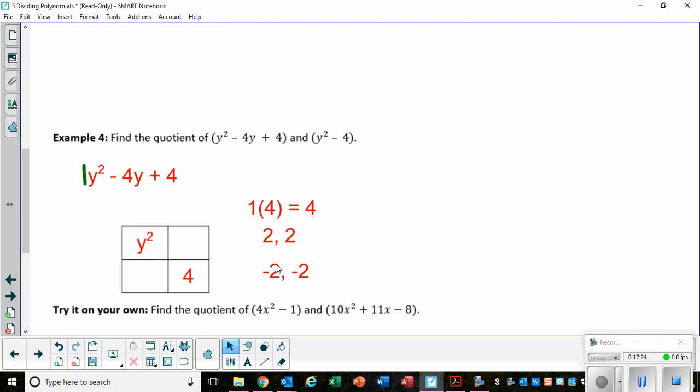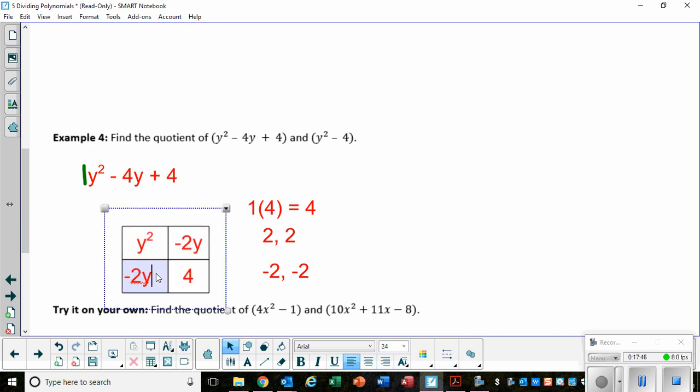So 2 times 2 and -2 times -2 are my two options. 2 plus 2 will give me +4, so not what I need. -2 plus -2 will give me -4, which is what I need. So this is the one I'm going to deal with, the -2, -2. So I'm going to fill that in. So it's -2y and -2y.